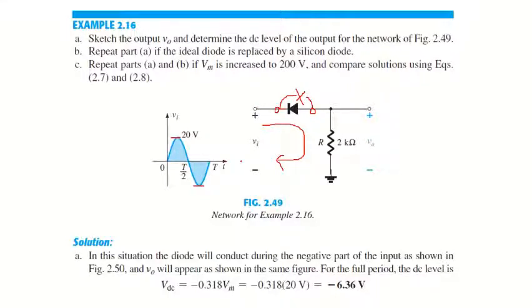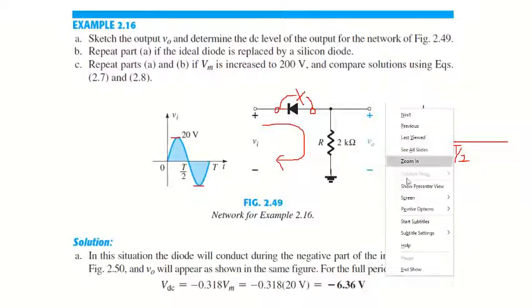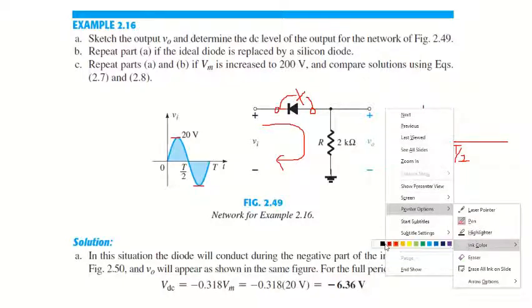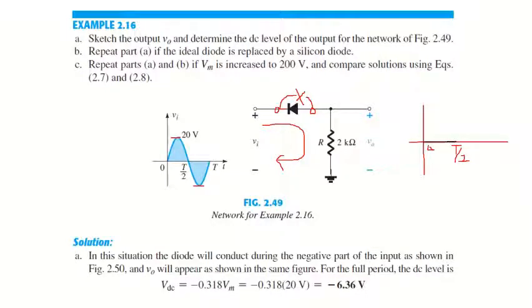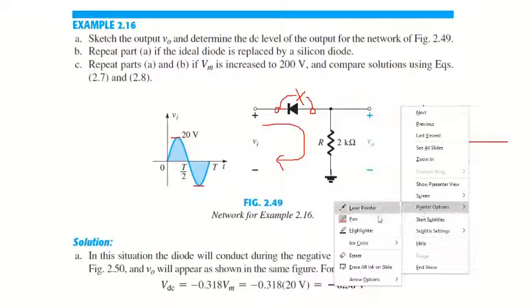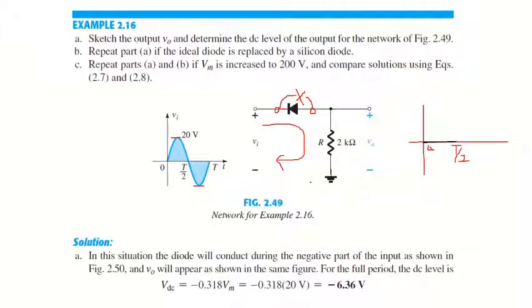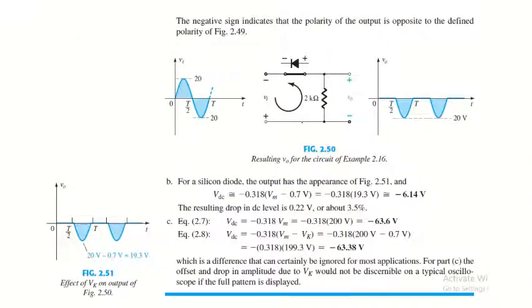So for this one, the output will be like this. This is from 0 to T by 2. This is the output. Okay, so for the negative half cycle, like this one, the current will flow in this direction, and the diode will be in the on state.